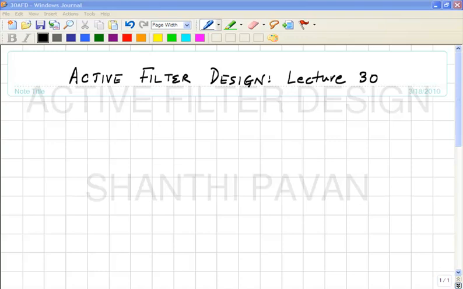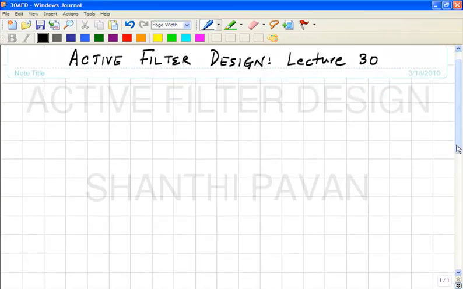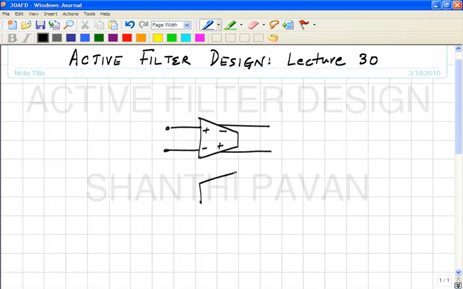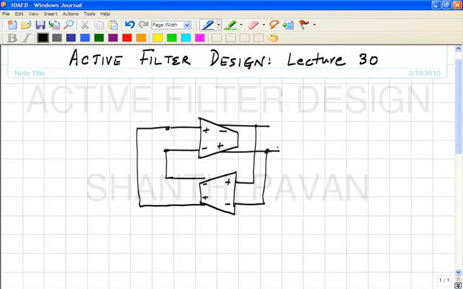Okay, this is active filter design, lecture 30. In the last class, we were looking at additional issues that crop up when two fully differential transconductors are connected to make a fully differential gyrator. These are the connections we would make in order to realize a gyrator, right?